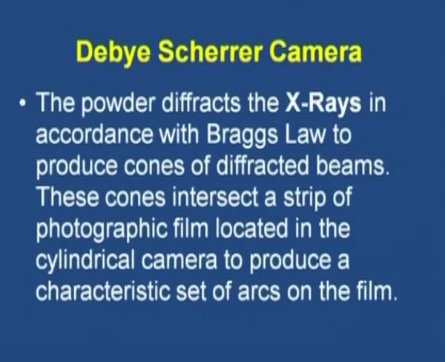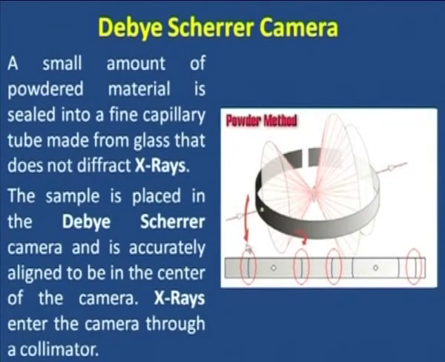So, the powder diffracts the X-rays in accordance with Bragg's law to produce cones of diffracted beams. These cones intersect a strip of photographic film located in the cylindrical camera. The camera will be a cylinder, right? The camera will be a cylindrical camera to produce the characteristic set of arcs on the film. Finally, what you find is you get arcs, right?